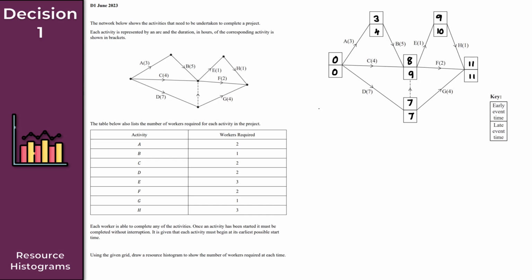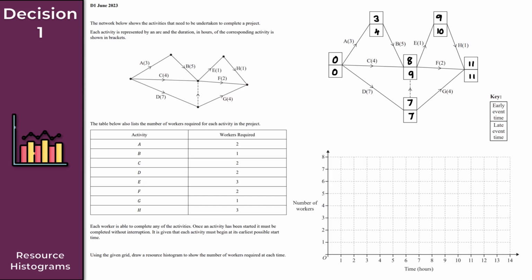Anyway, I'm kind of waffling, but that's the first part of this question complete. So, like we said, all we need here to begin with is the early and late event times. So this here then will be my given grid. All we want to do is draw a resource histogram to show the number of workers required at each time.